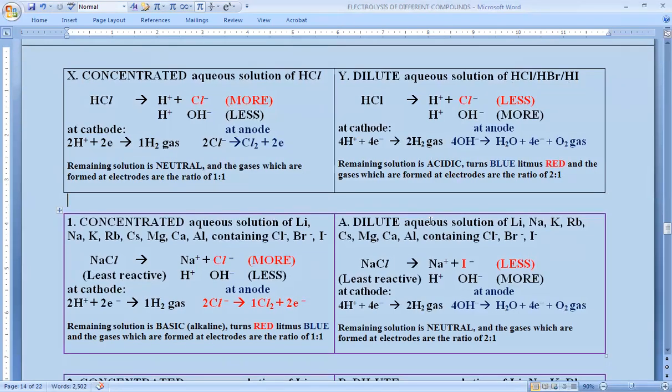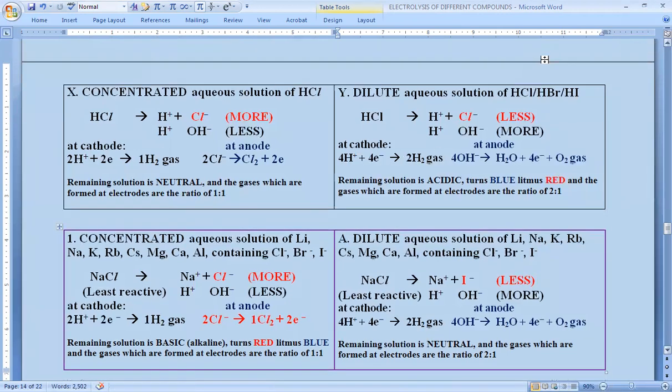The same result as in case A applies to a dilute aqueous solution of lithium chloride, lithium bromide, lithium iodide, sodium chloride, sodium bromide, sodium iodide, or potassium chloride, potassium bromide, potassium iodide. That means these metals are in the salt aqueous solution along with the negative ions chloride, bromide, or iodide, one of them. The result at cathode and anode is the same. It looks like a dilute aqueous solution of HCl. So the result remains the same for a dilute aqueous solution of lithium chloride or sodium chloride and all chlorides, bromides, iodides.